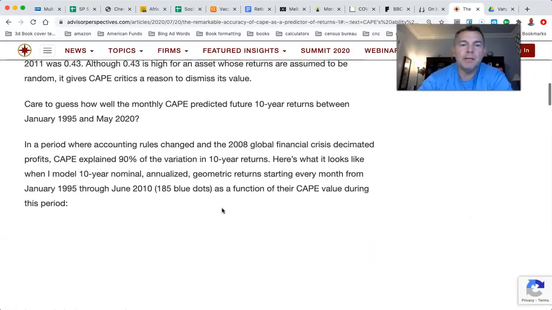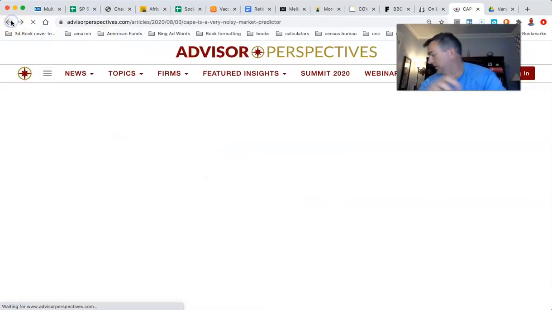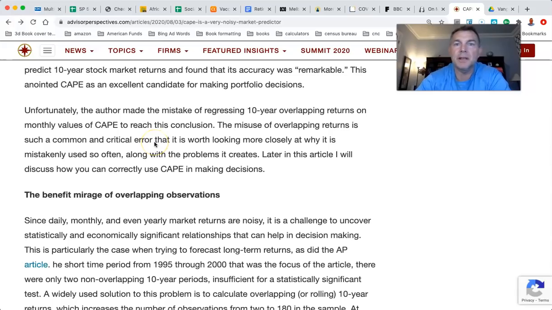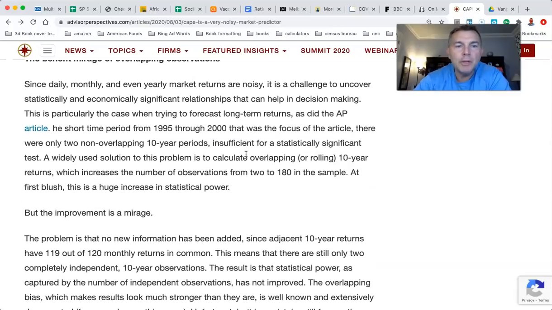So Finke and Shiller and all these guys look at all these data points, and only two are non-overlapping. Stick with me, I'll tell you what that means in just a second. From 1995 to 2020, we only have two data points of non-overlapping observations. Two data points is insufficient for a statistically significant test.